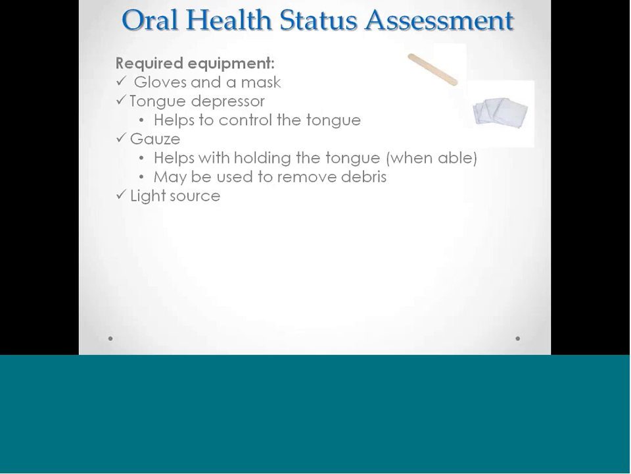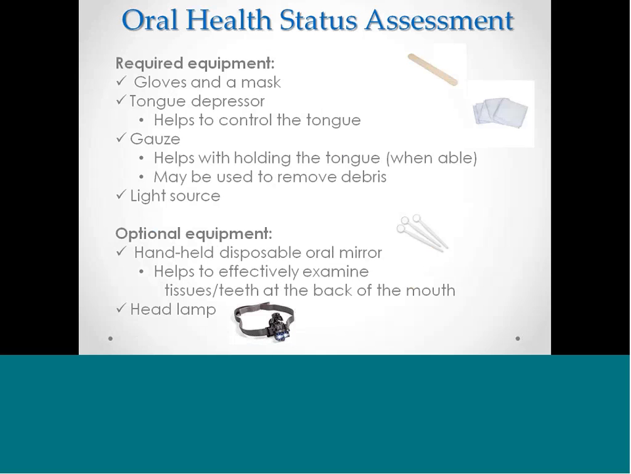During the oral health status assessment, the following items are required. Gloves and a mask are to be worn by the assessor. A tongue depressor should be used to help control the tongue when attempting to thoroughly inspect the oral cavity. Using gauze will help take hold of the tongue when needed and remove loose debris from the tissues. A light source of any kind is also essential for proper tissue examination.